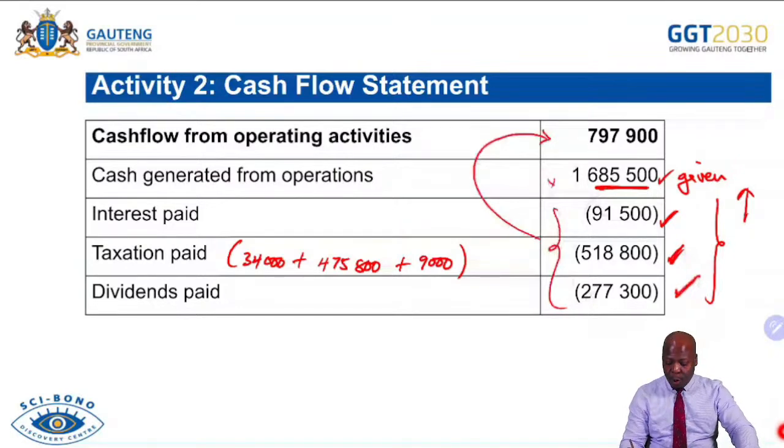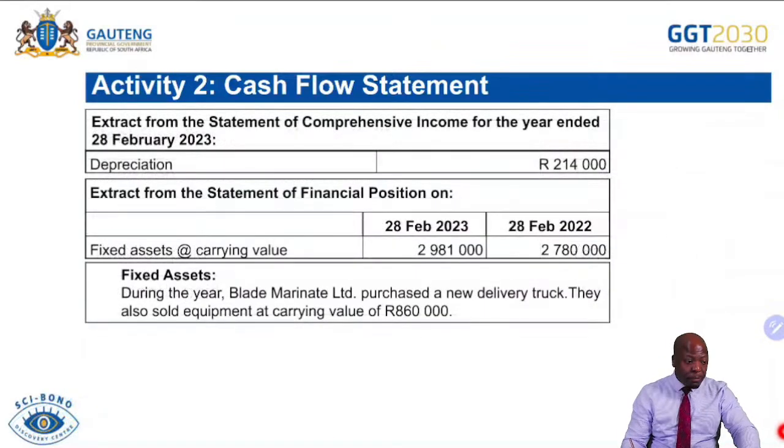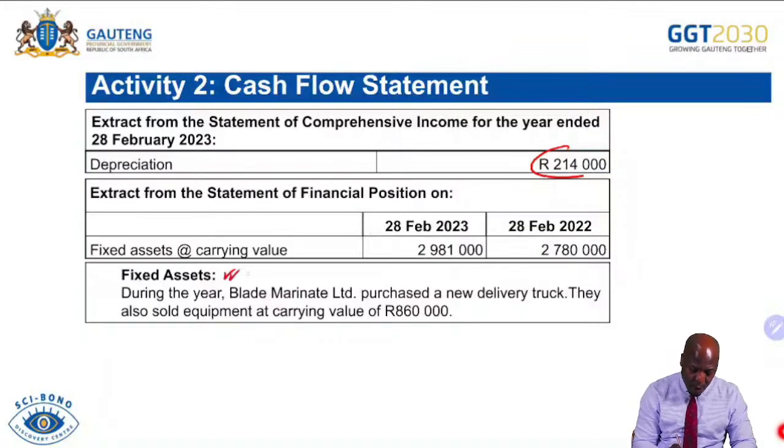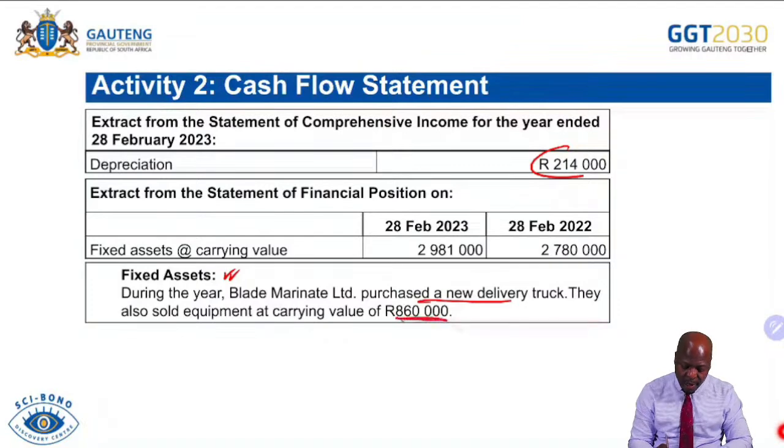Now that we have that, let's go on to the next part, which is the investing activities. On the investing activities, we are given the extract from the statement of comprehensive income, whereby we have depreciation, and then we have the extract from the statement of financial position, whereby we have our fixed assets amount. We are then told that during the year, Blade Marinette Limited purchased a new delivery vehicle, so we have this amount to record under our investing activities. They also sold equipment at carrying value, which is 860,000. So we have two amounts to record in this case.